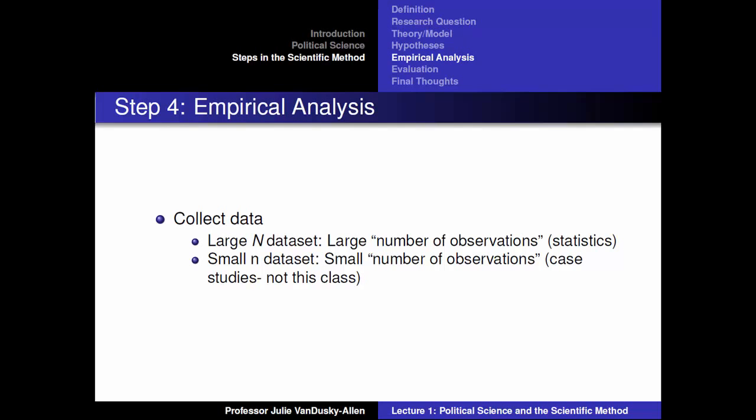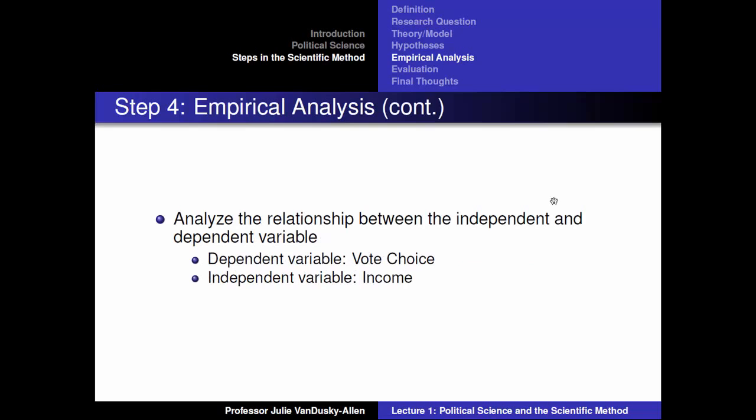The next step is actually collecting and analyzing the data to provide support or fail to support our hypothesis. In this class, we will be focusing on collecting and analyzing large N datasets with hundreds and thousands of observations. Since we have so many observations, we will need to use statistics to analyze the data. Some political scientists focus on small N datasets that only have a handful of observations. We generally call their types of studies case studies. In their case studies, they use thick description to analyze their data. This approach is beyond the scope of this course.